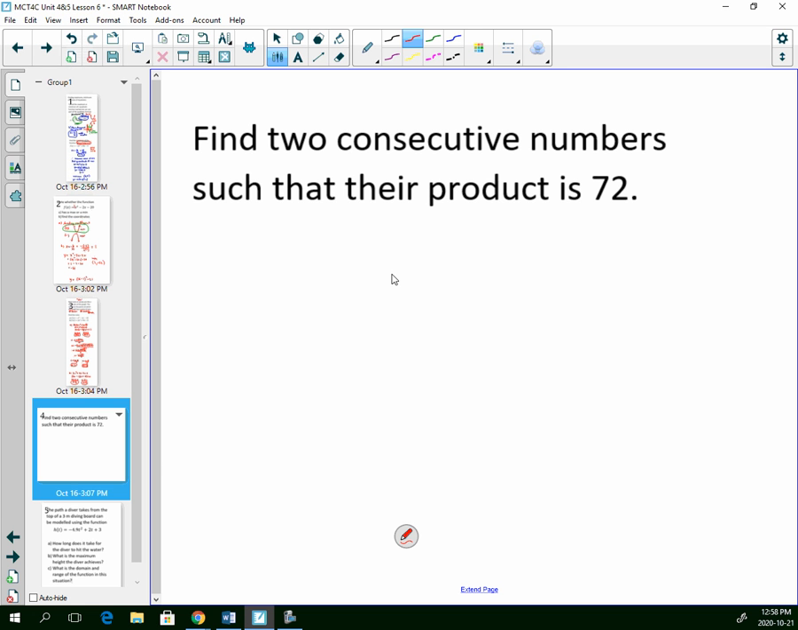Okay. So this question says find two consecutive numbers such that their product is 72. Okay, so what are two consecutive numbers? Well, consecutive means one right after the other. Right, so 10, 11 are consecutive numbers. 5, 6 are consecutive numbers. So if I called the first one M, the second one would be one more, right? So those are representing two consecutive numbers.